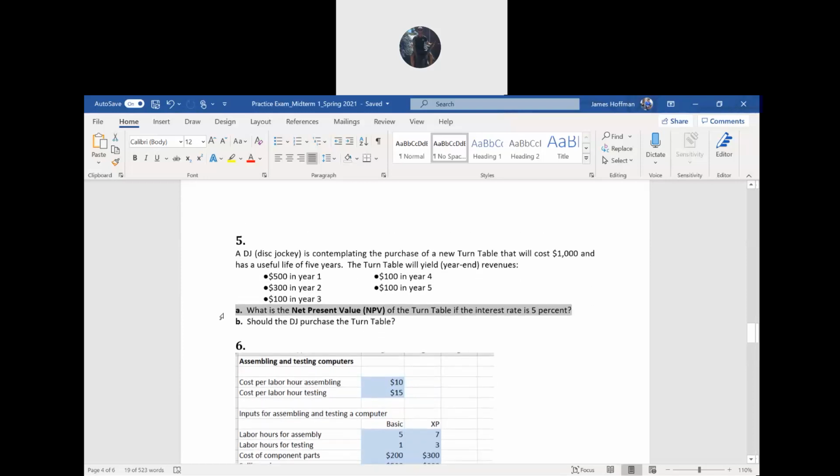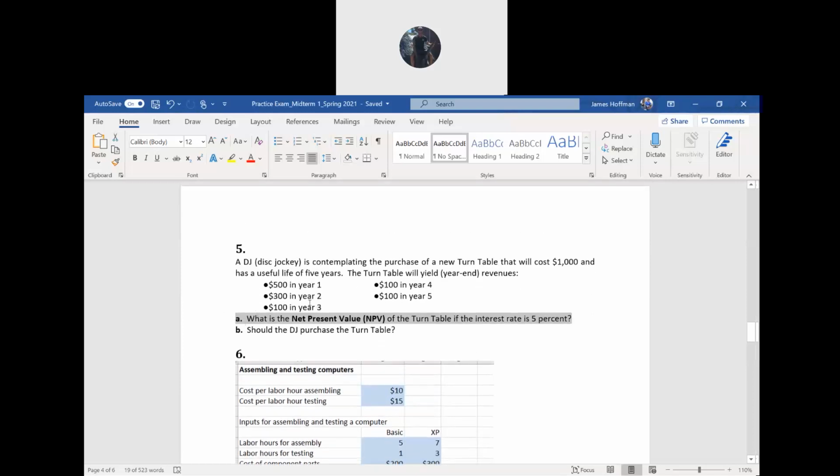Okay, so we did something like this, but the net present value is the sum of all the discounted values minus the initial cost.